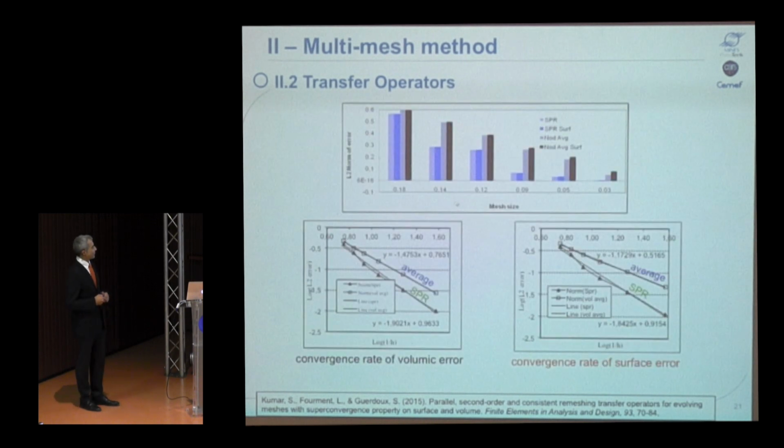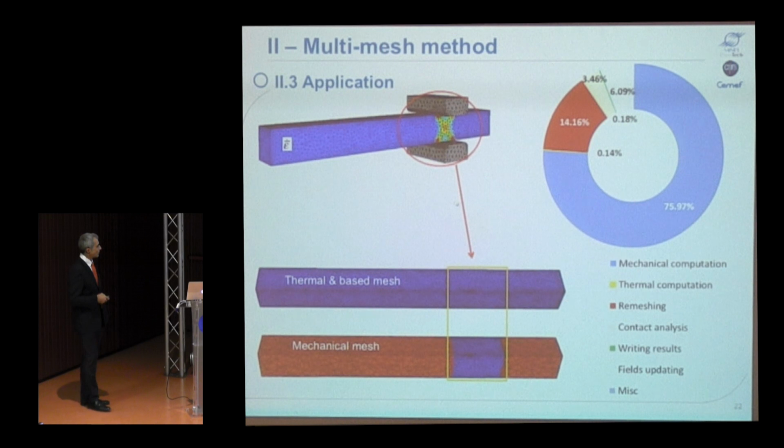So very briefly, I just want to show you that with some analytical function, we can actually see that the superconvergent approach makes it possible to have a higher convergence rate, and this higher convergence rate is also observed on the surface, which is expected and very important for forming processes. Okay, so this makes it possible to apply it to our original problem of cogging.